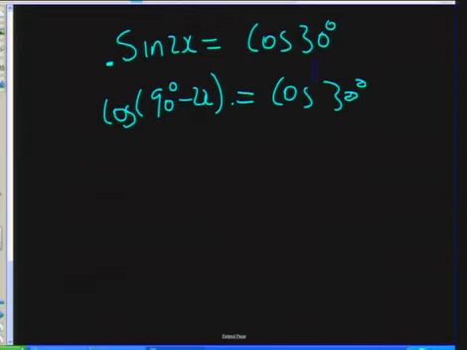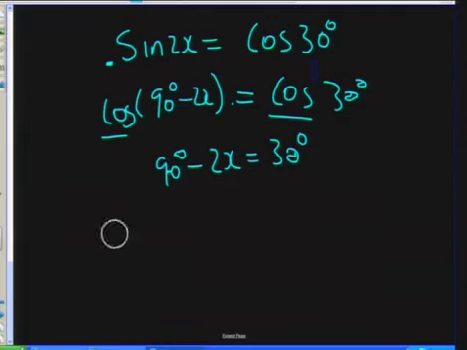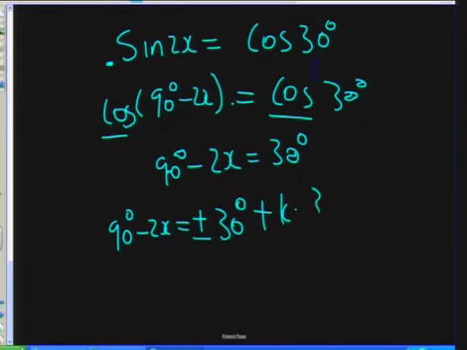Okay. I can drop this. This is the same as that. Therefore, I have 90 degrees minus 2x is equal to 30 degrees. Because of the cos, because cos is straightforward, it's plus minus, you can say 90 degrees minus 2x is equal to plus minus 30 degrees plus k 360. And k is an element of an integer.